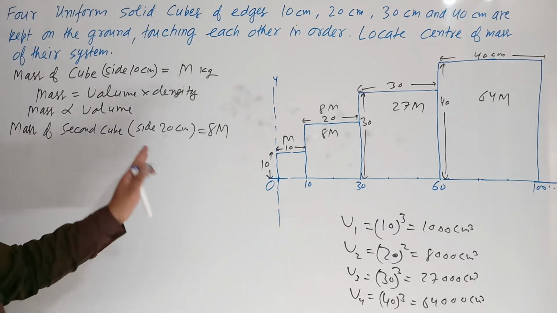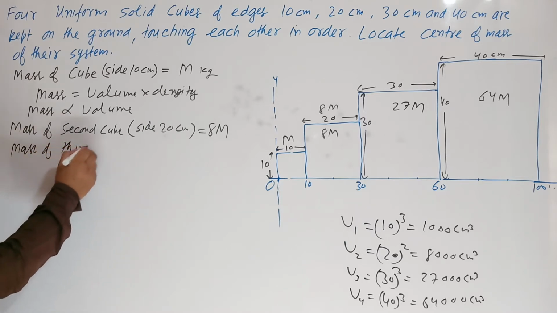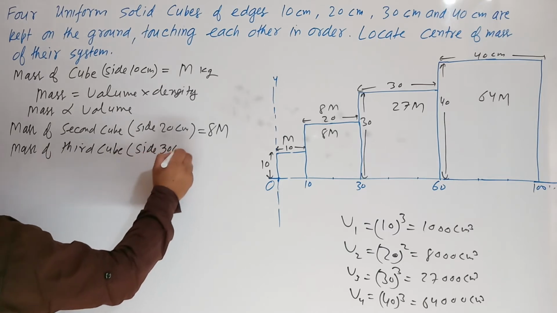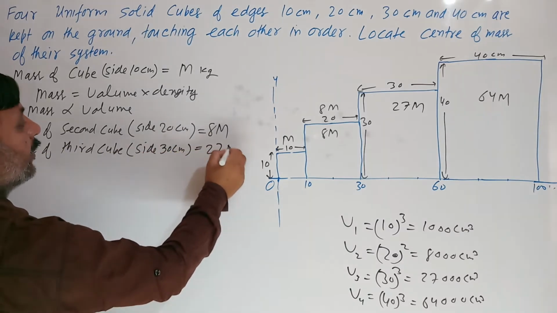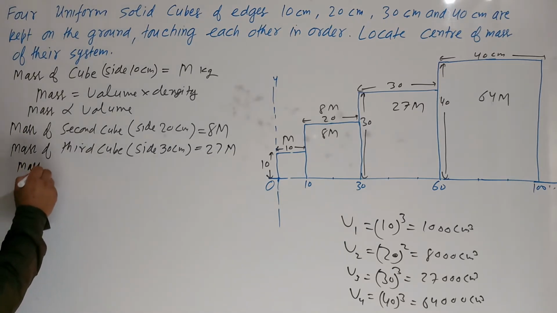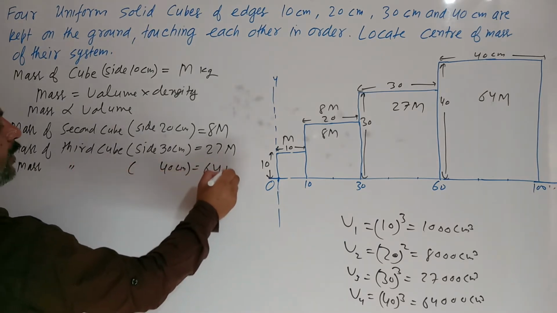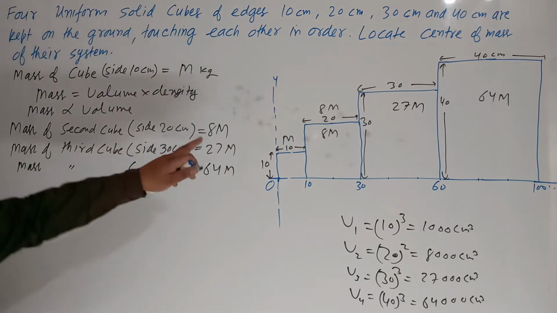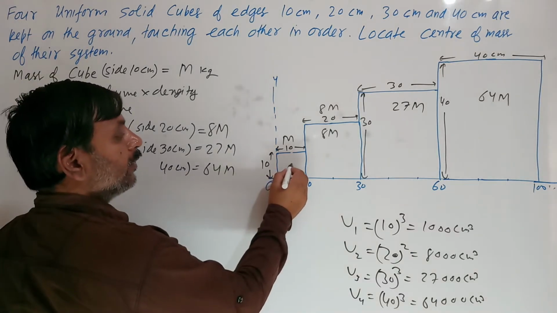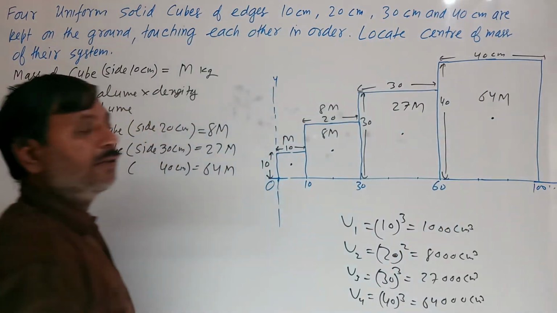The same way, the mass of the third cube, side 30 cm, will be 27m, and the mass of the fourth cube, side 40 cm, is 64m. So M1 is m, M2 is 8m. Now see the x coordinate of the center of mass of the different cubes.